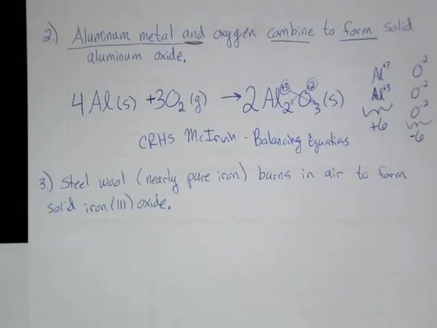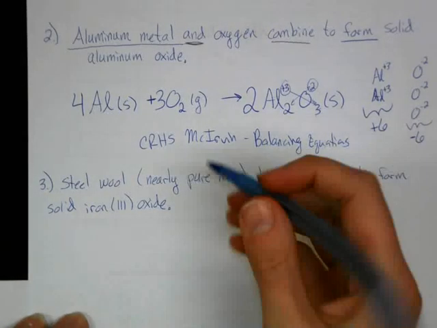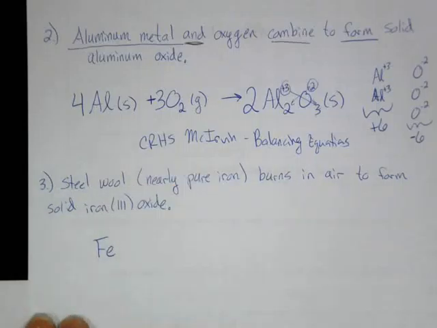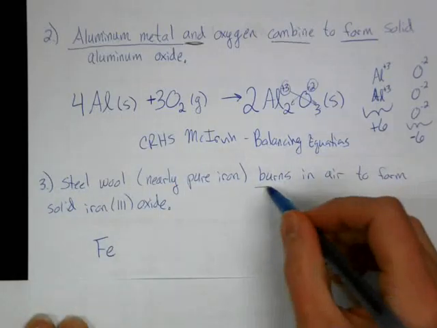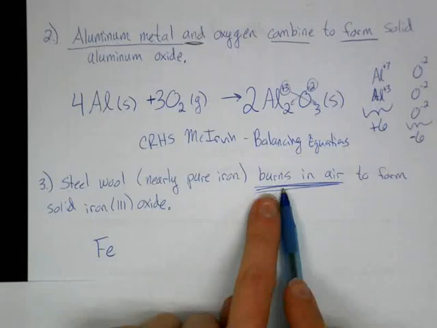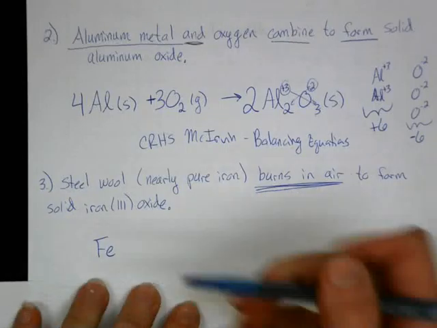Next example. Steel wool, nearly pure iron, burns in air to form solid iron 3 oxide. All right, nearly pure iron, so we're just going to say that steel wool is iron, which is abbreviated as Fe. It burns in air. Okay. In order to burn something, we need oxygen to be in air. Air is mainly made of nitrogen and oxygen. Those are the primary components of it.